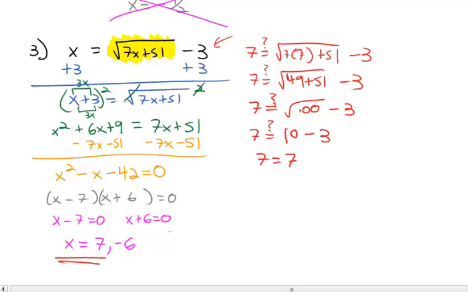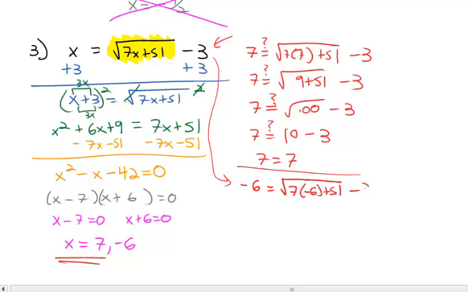What about the negative 6, though? Turns out that with two answers, you could have one that works, two that work, or neither that work. So we do have to check this all the way down. So we'll go back and check again, this time with the negative 6. x is negative 6 equals the square root of 7 times negative 6, plus 51, minus 3.